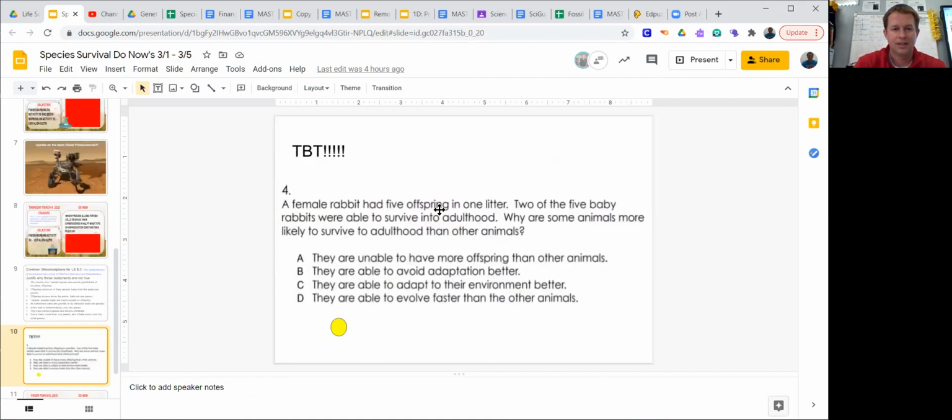And Friday, or Throwback Thursday, a female rabbit has 5 offspring in 1 litter. 2 of the 5 baby rabbits were able to survive into adulthood. Why are some animals more likely to survive to adulthood than others? You should have said B, they're able to adapt to their environment. C, they're able to adapt to their environment better.